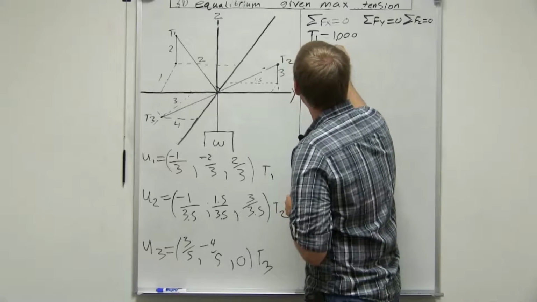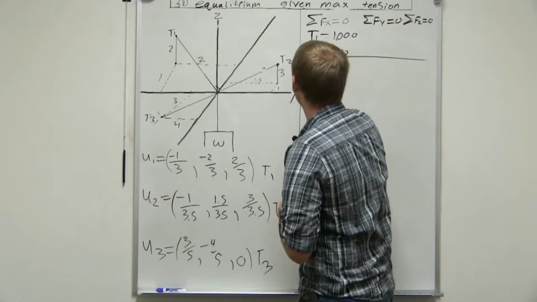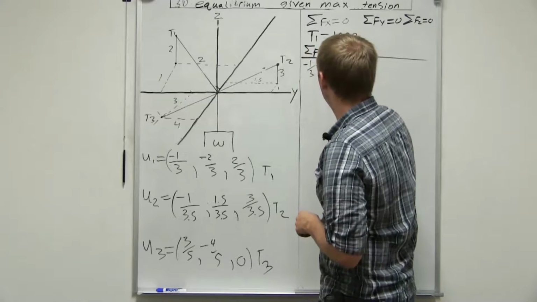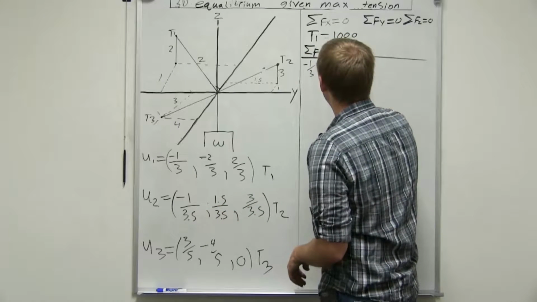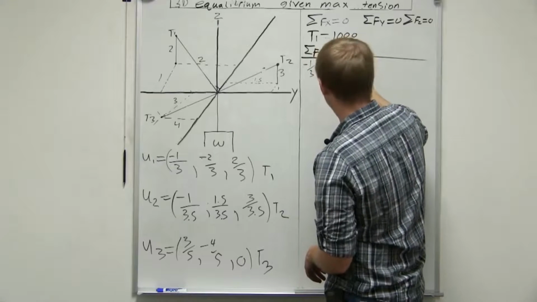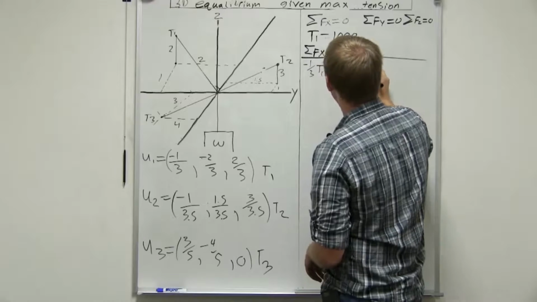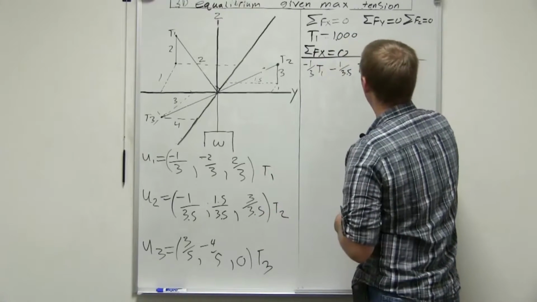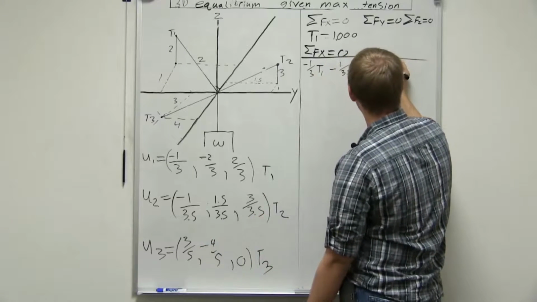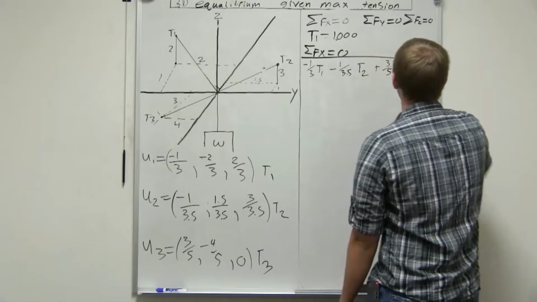Sum of the forces in the x equals 0. So we have -1/3 T1 minus 1 over 3.5 T2, and then plus 3 over 5 T3 equals 0.